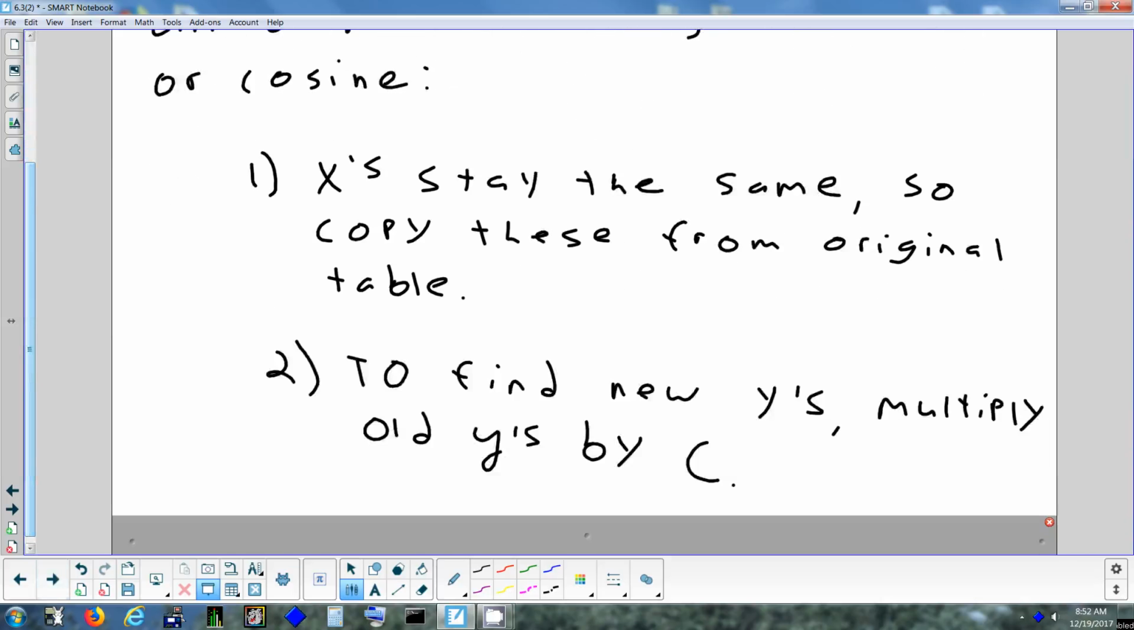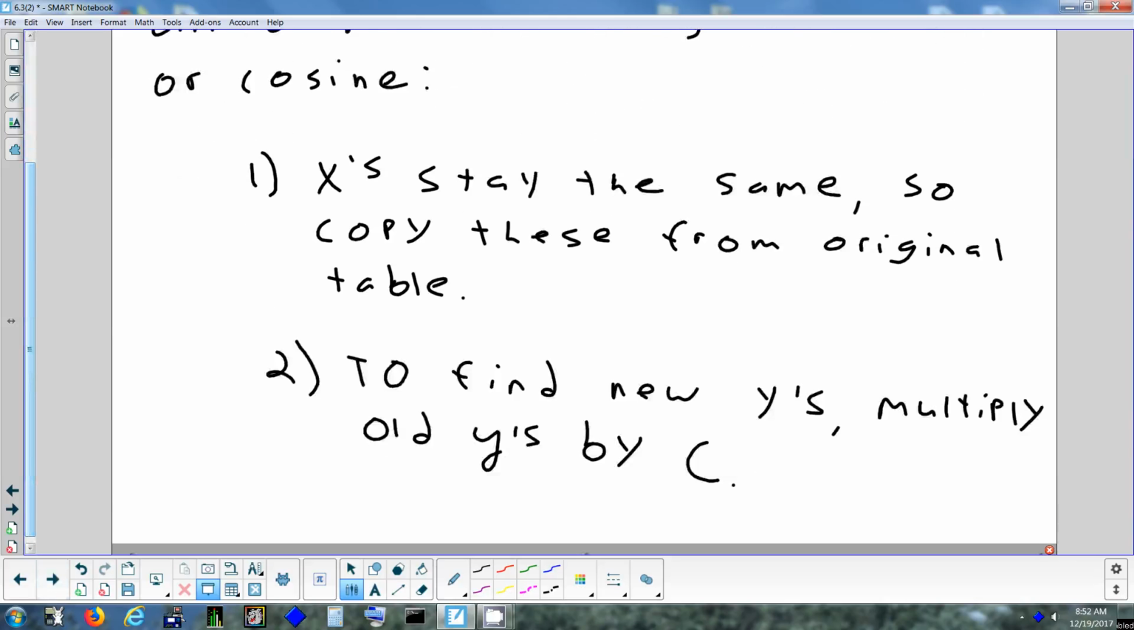To find the new y values, all we have to do is multiply the old y values by c. Notice I didn't say absolute value of c. You can just take whatever the number is in front, positive or negative, and use it the way it is, because the negative definitely has an effect on the graph. Just not the amplitude. So for this transformation, the arithmetic is super easy, because you're just going to multiply a 1, a 0, or a -1 by a number.